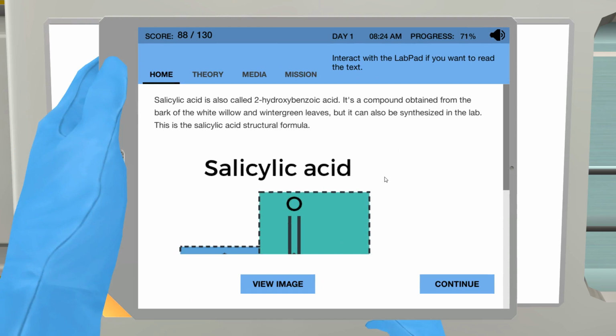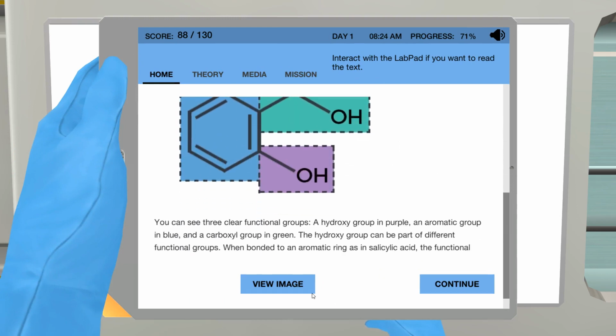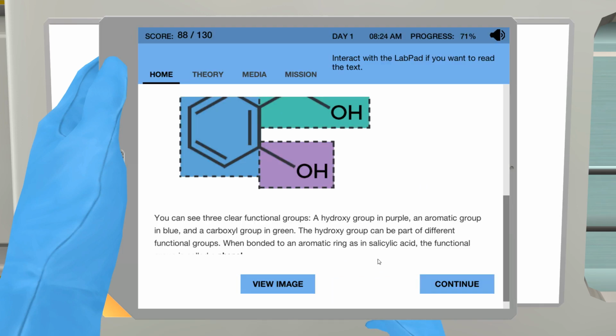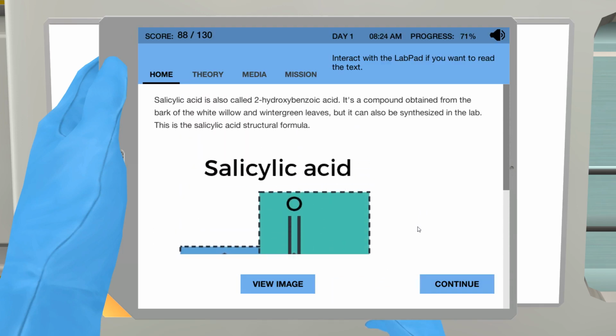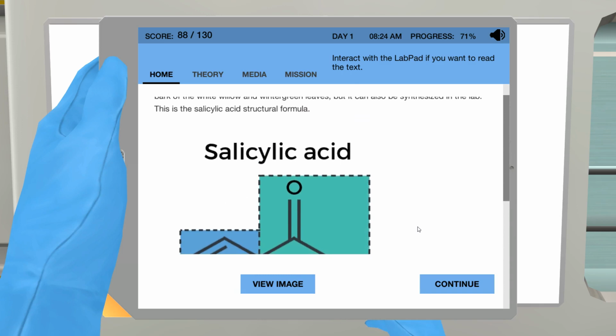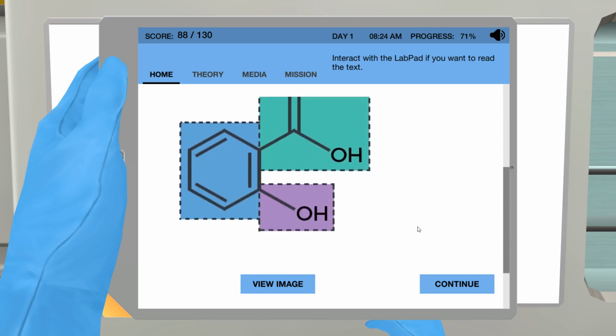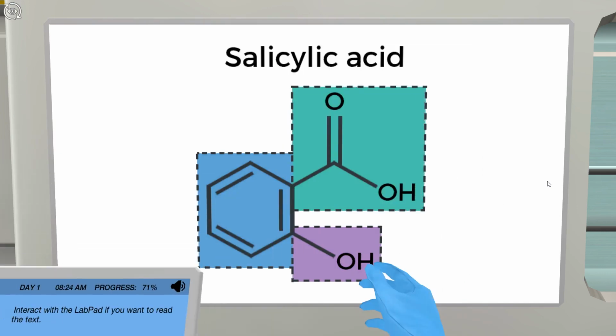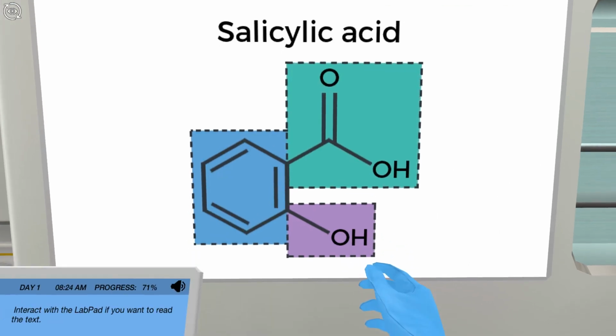Salicylic acid is also called 2-hydroxybenzoic acid. It's a compound obtained from the bark of the white willow and wintergreen leaves, but it can also be synthesized in the lab. This is the salicylic acid structural formula. You can see 3 clear functional groups, a hydroxy group in purple, an aromatic group in blue, and a carboxyl group in green. The hydroxy group can be part of different functional groups. When bonded to an aromatic ring as in salicylic acid, the functional group is called a phenol.